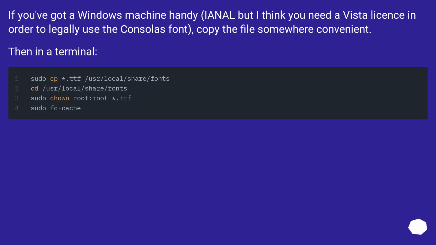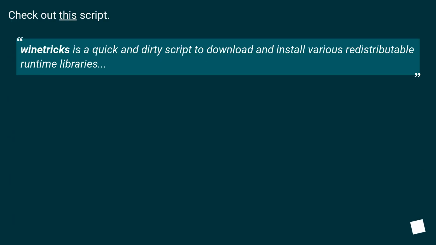If you've got a Windows machine handy, now, but I think you need a Vista license in order to legally use the Consolas font, copy the file somewhere convenient. Then in a terminal, check out this script. Winetricks is a quick and dirty script to download and install various redistributable runtime libraries.